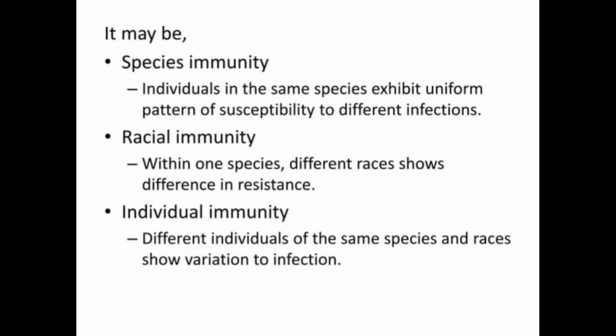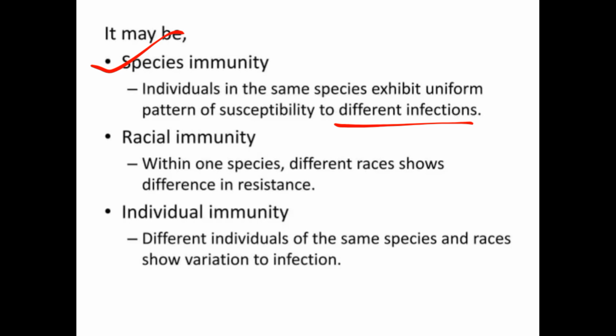Species immunity is where individuals in the same species exhibit a uniform pattern of susceptibility to different infections. So species immunity means that all the animals in one species are susceptible to some of the diseases. Like I have said, the black people are resistant to some of the diseases like pneumonia. So this is included in species immunity. They have a uniform pattern of susceptibility to different infections.